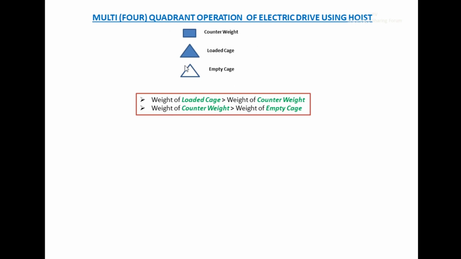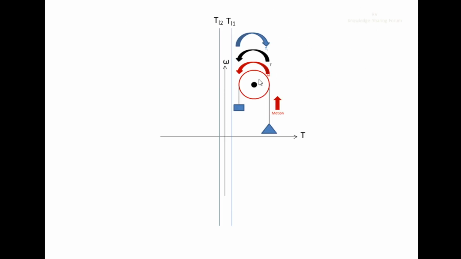With this base knowledge, now let us study the multi-quadrant operation, or the four-quadrant operation, of an electric drive for a hoist mechanism. That means we are going to move the hoist in both the upward direction and the downward direction by means of an electric drive. So this is the first quadrant, this is the second quadrant, this is the third quadrant, and this is the fourth quadrant. Let us discuss each and every quadrant individually.